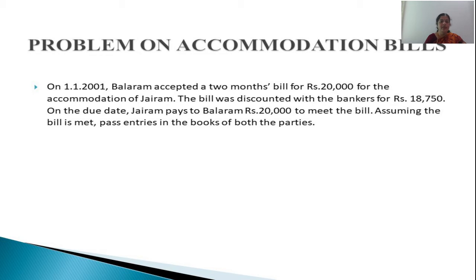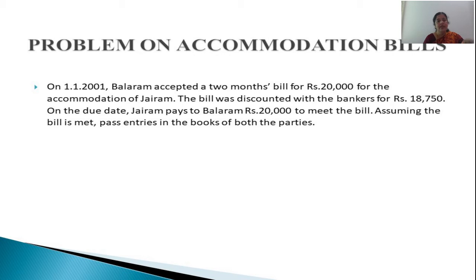Then on the due date, Jairam pays Balram 20,000 to meet the bill, because Balram is in no way concerned with the finance. He just accepted the bill as a matter of courtesy, so that Jairam gets some financial help. So on the due date, in case Balram has to honor the bill, Jairam has to provide the finance. So Jairam pays Balram 20,000, the full amount of the value of the bill.